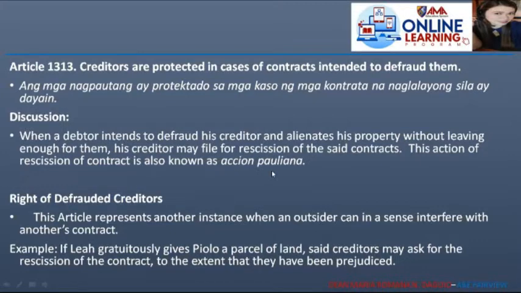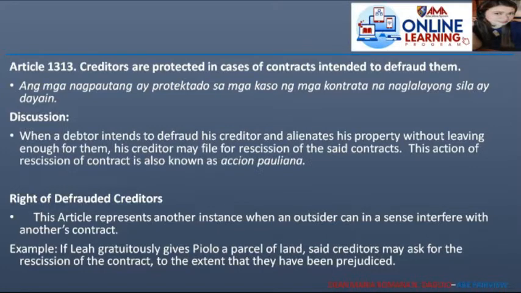So, pansin nyo, dalawa na yung na-mention natin na remedy sa contracts class. Yung una kanina, annulment. No? May na-found out ka na dahilan para ipa-void yung contract, file for annulment. Ito naman, rescission naman ang tawag, ipapa-cancel talaga yung naging contract. So, rescission ang tawag natin. So, right of defrauded creditors.